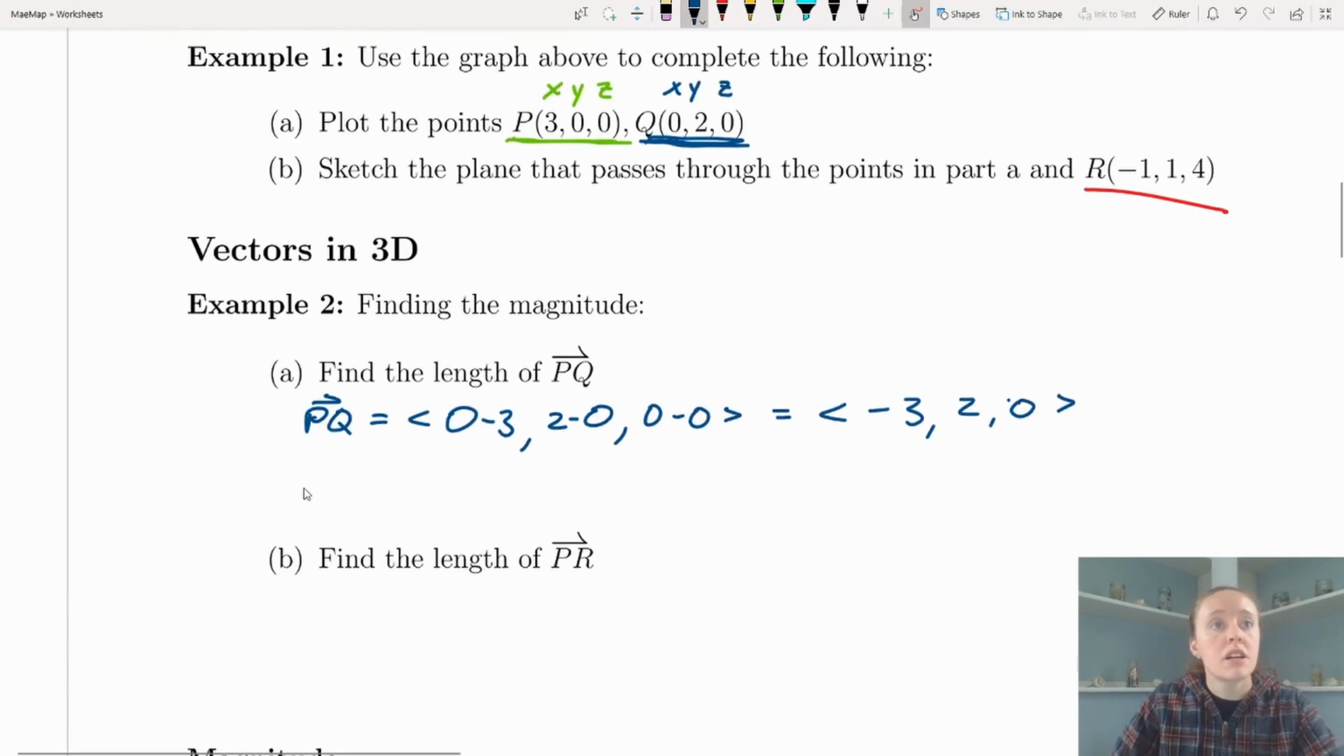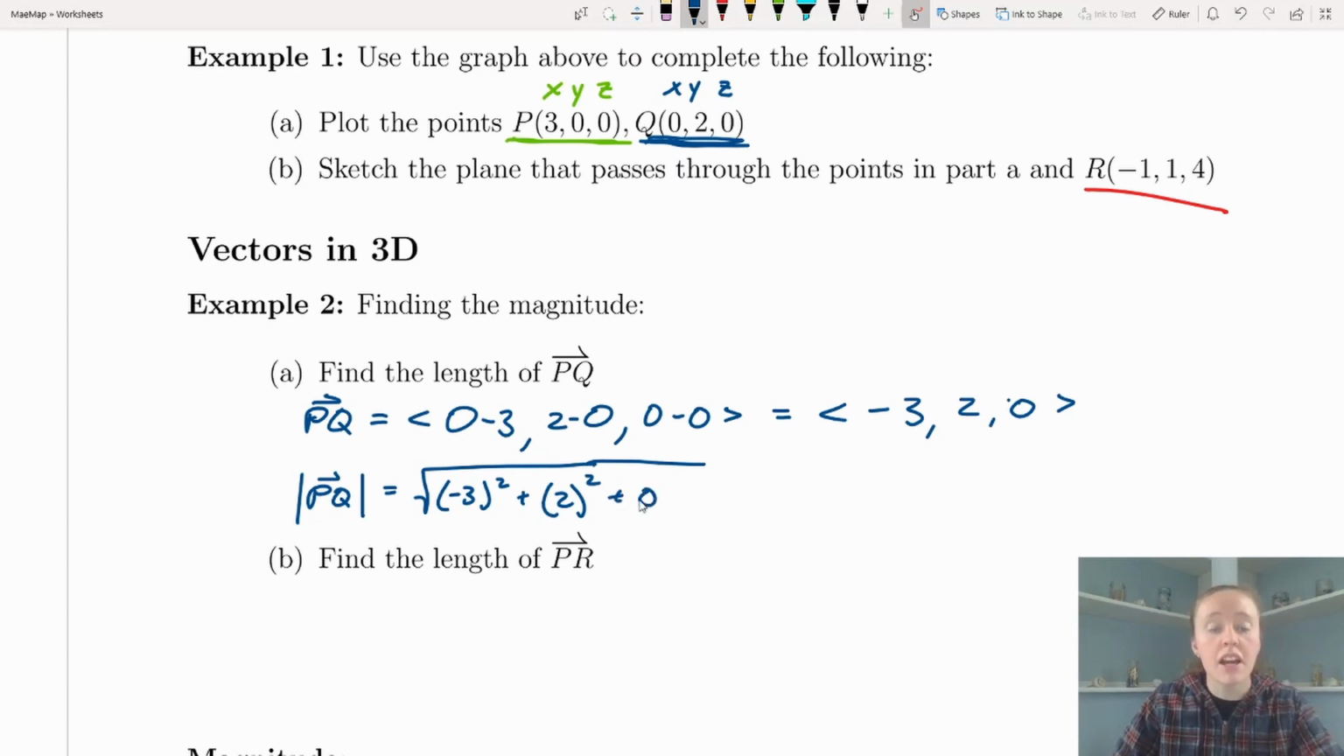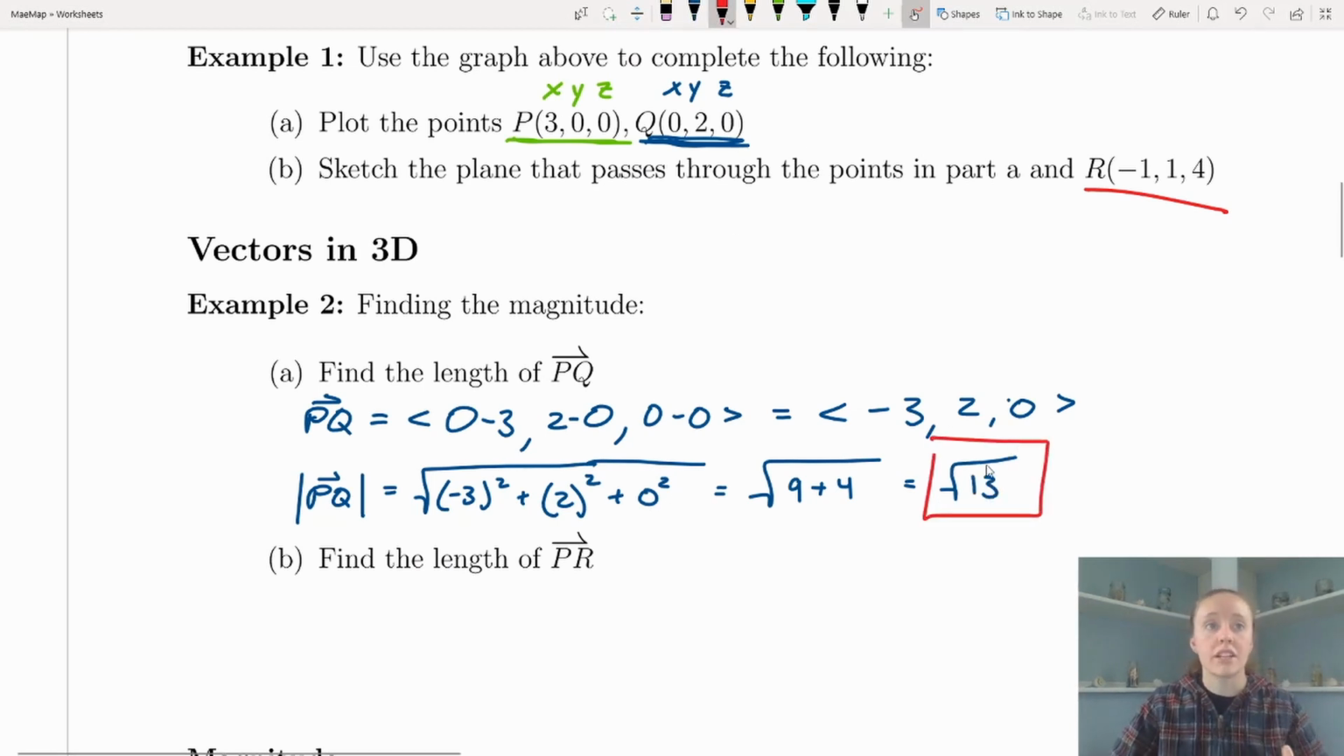So all we would need to do to find that magnitude is to take the square root of -3 squared plus 2 squared, and I'll go ahead and throw this 0 squared in there, but 0 squared is 0. So you can see that because we fell in that xy plane, it was just the x component squared plus the y component squared and the square root of that to find that distance or that length. So this is going to be the square root of 9 plus 4, which equals the square root of 13. That's our magnitude of vector PQ.